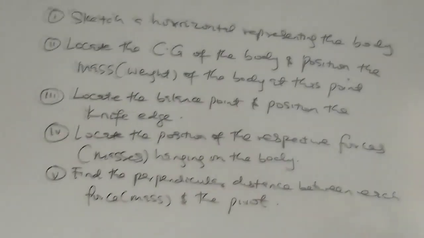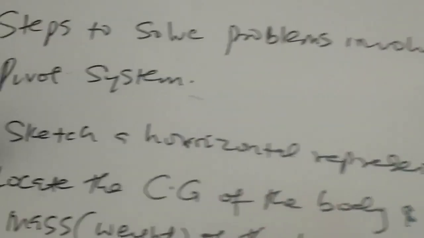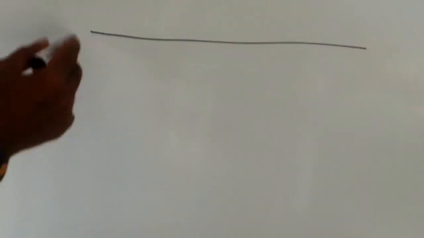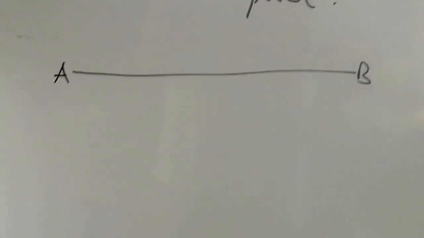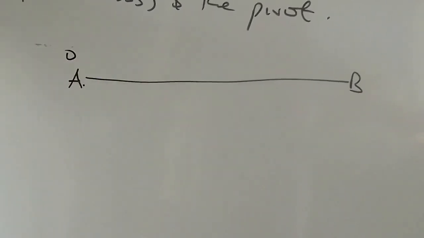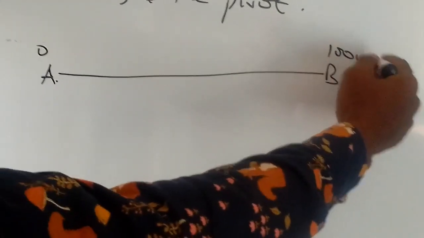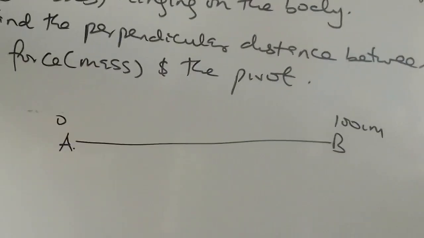I said, sketch the horizontal line. Let's say the body is a meter rule. I'll sketch a horizontal line to represent the uniform body. Let me call this end A, and this end B. If it's a meter rule, end A is the 0 cm mark, while end B is the 100 cm mark. That's the first step we take.